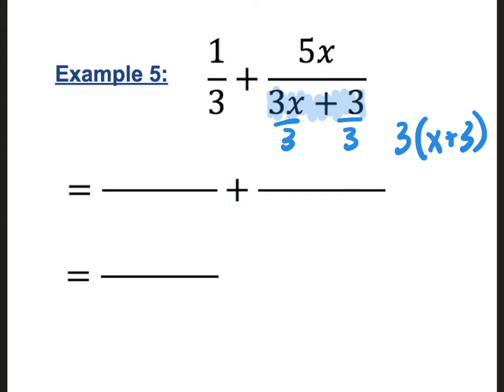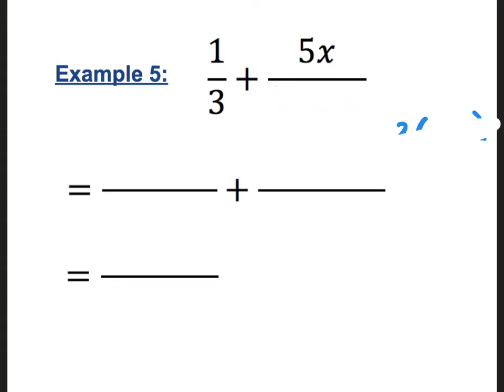Now I'm going to cheat. I'm going to use a little bit of movie magic here, and I'm going to actually write that on my denominator just to make my page a little easier to work with. So down here, we just factored it. We have 3 times x plus 3.